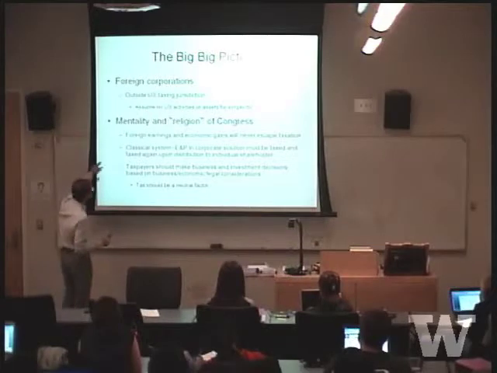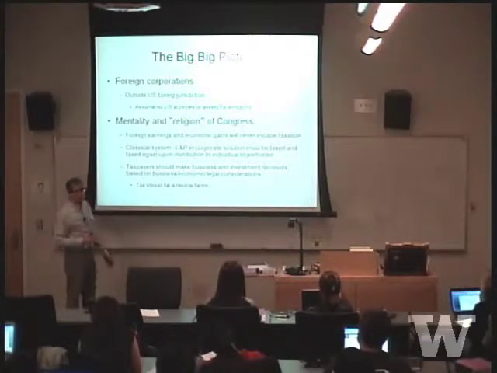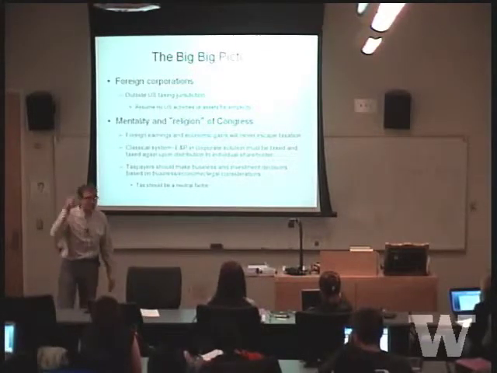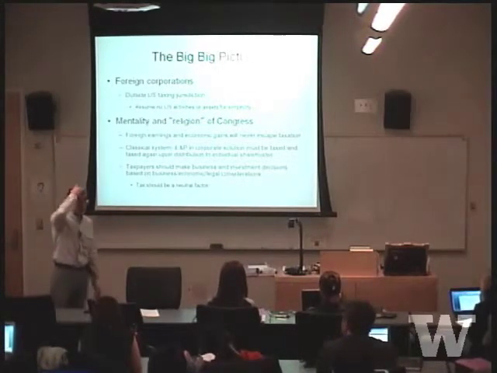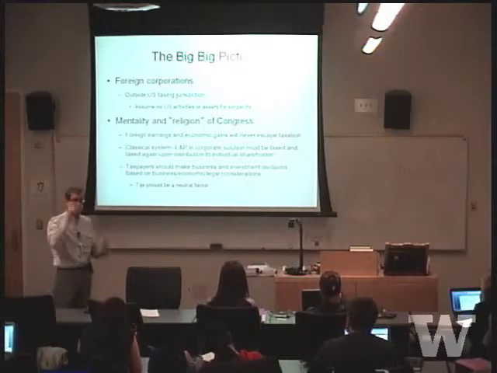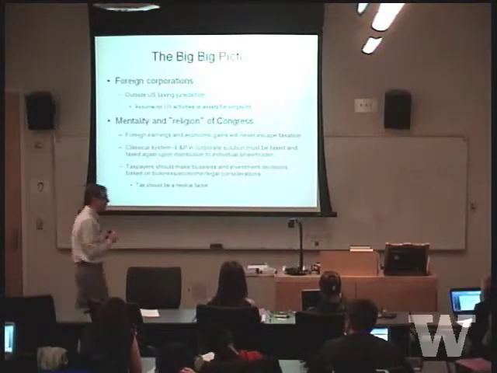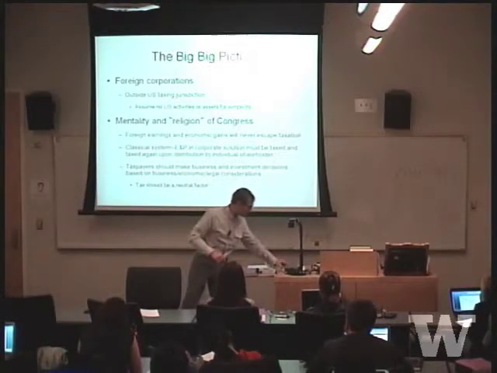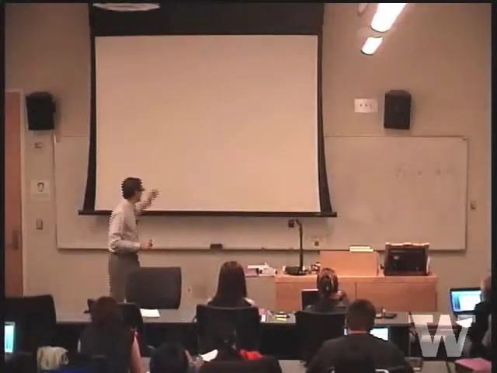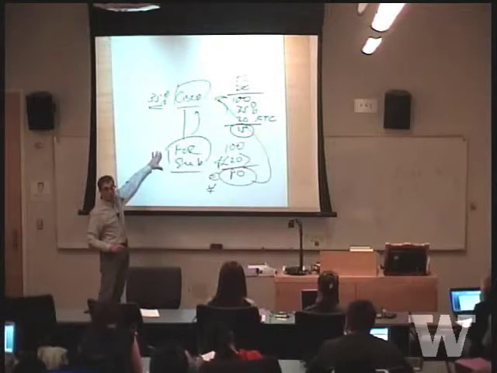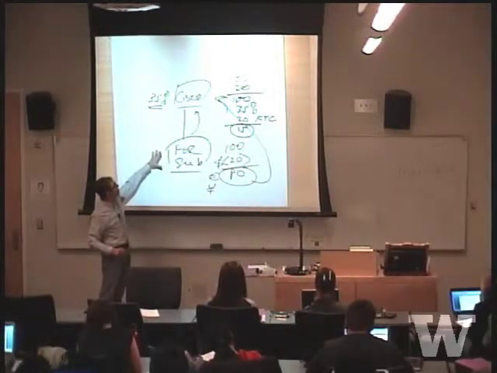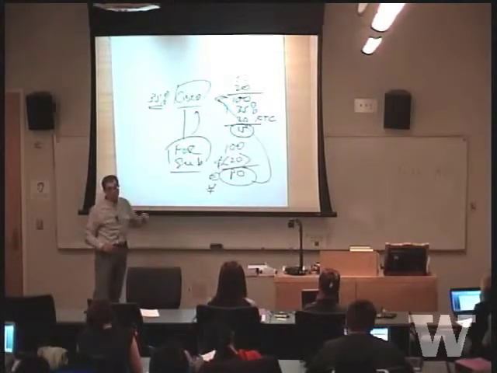Okay, classical system. Now, you may think of the classics and think of Greece and Rome, but in this sense, the classical system means that there's two levels of taxation. There's taxation at the level of the subsidiary, and there's taxation on the shareholder.